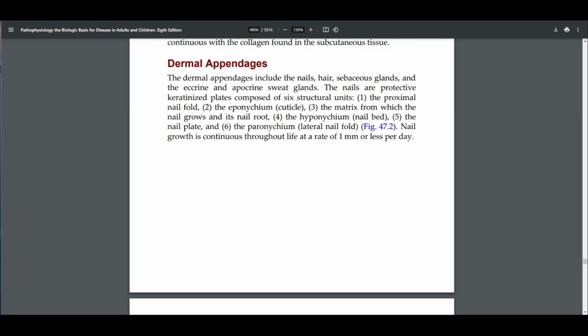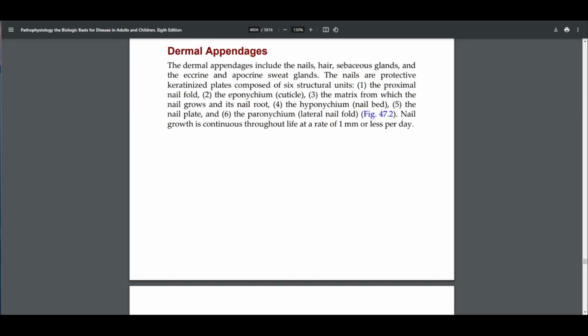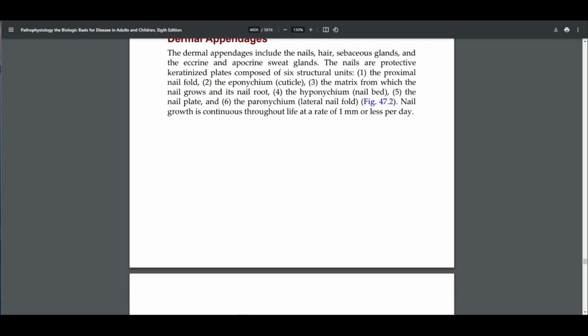Dermal appendages. The dermal appendages include the nails, hair, sebaceous glands, and the eccrine and apocrine sweat glands. The nails are protective keratinized plates composed of six structural units: the proximal nail fold, the eponychium, or cuticle, the matrix from which the nail grows, and its nail root, the hyponychium, the nail bed, the nail plate, and the paronychium, the lateral nail fold. Nail growth is continuous throughout life at a rate of about 1 mm or less per day.